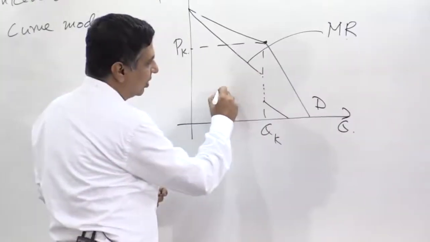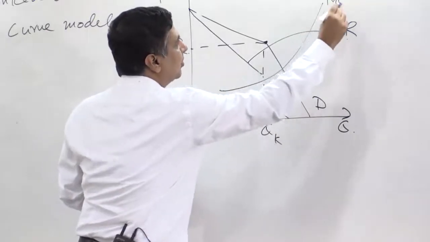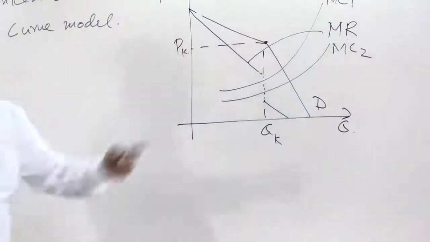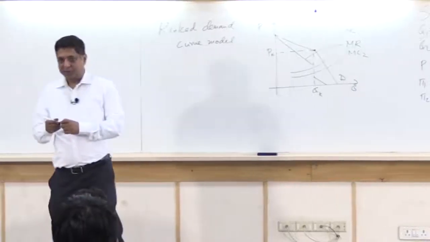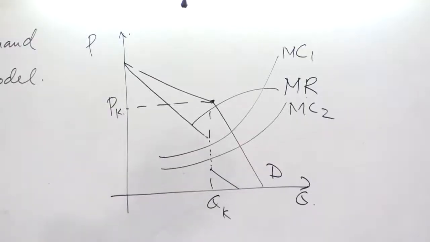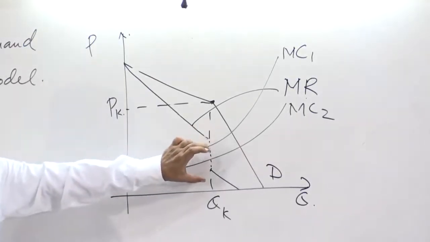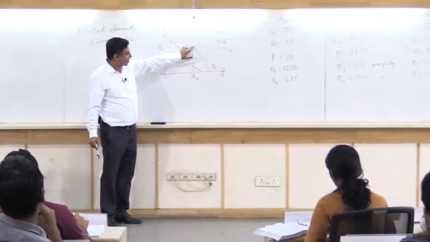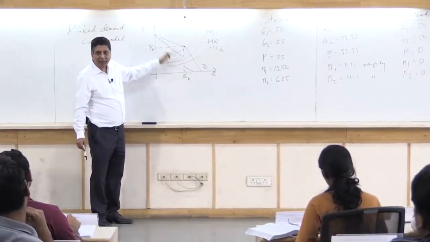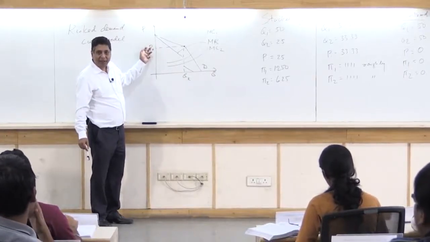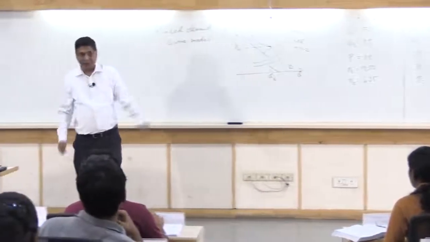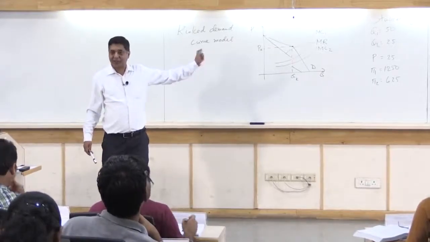So, suppose there are two firms. Let us suppose this is MC1, this is MC2. How much will these firms produce, and what prices will they charge? Marginal revenue is here. So, it falls in this gap. So, both firms will say, okay, we are here, then I should produce Qk and charge a price Pk. And even though the two firms have different marginal cost curves, they will both charge the same price and sell the same quantity.